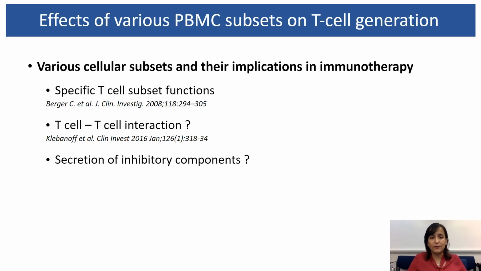There have also been publications on T cell interaction, where Klebanov and his group had shown that there is Fas-ligand interaction between naive T cells and memory T cells, which results in precocious differentiation of naive T cells in the presence of memory T cells. And these are just a few examples. Though I did not show today, and I haven't presented, how our T cells, just by removing CD45RA-positive cells, result in enriching the responsiveness of antigen-specific T cells, if it is by T cell interaction or secretion of inhibitory components.